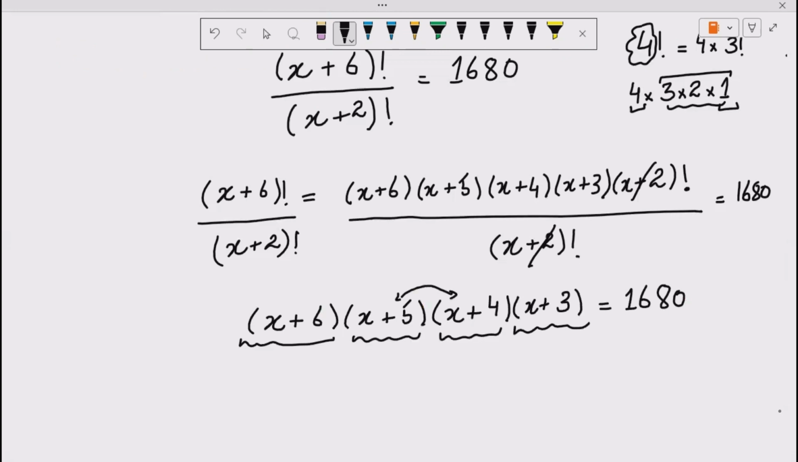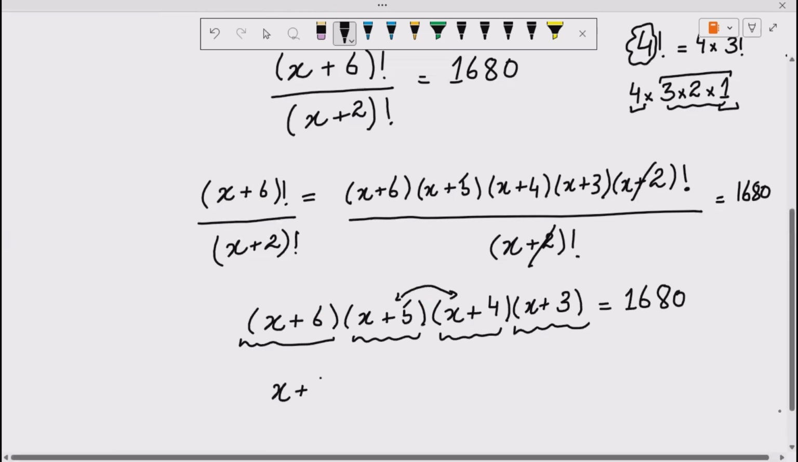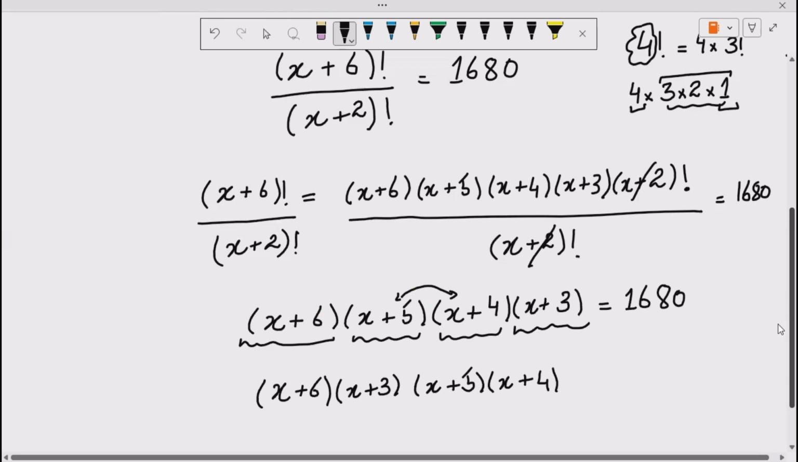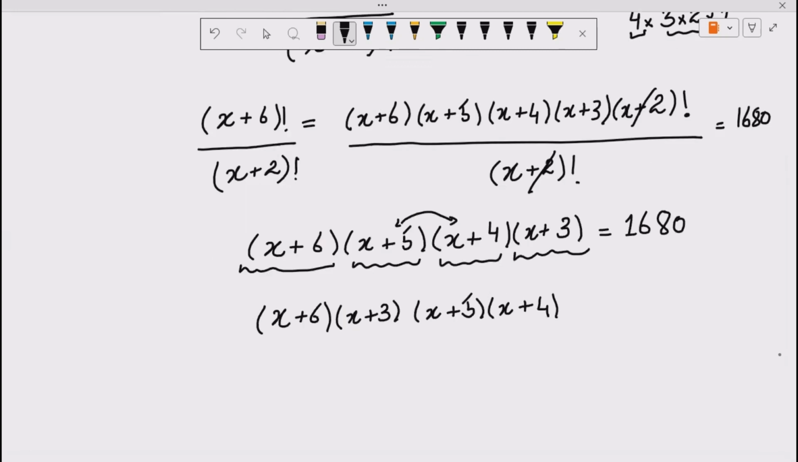That is, let's write (x + 6)(x + 3), and then (x + 5)(x + 4). Why are we doing this? Because when we multiply, we get the same middle term. You can easily see that in the next step. So let's first multiply these two, (x + 6) with (x + 3).